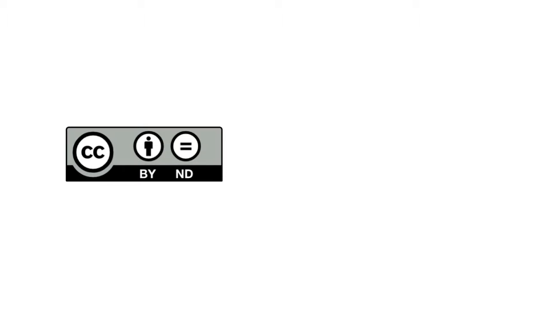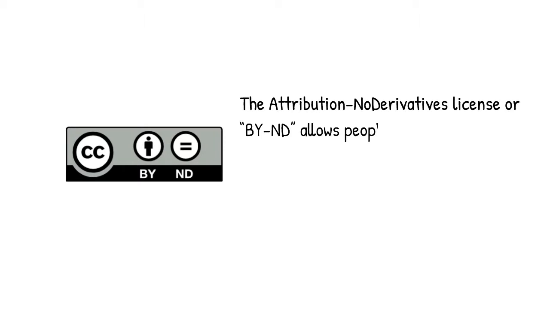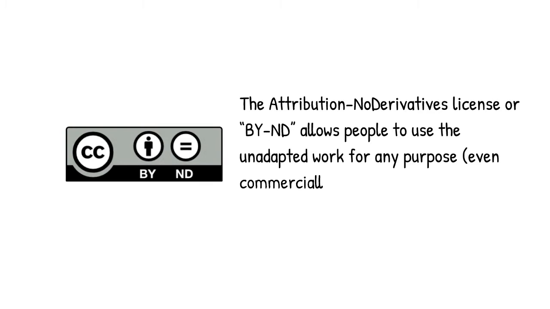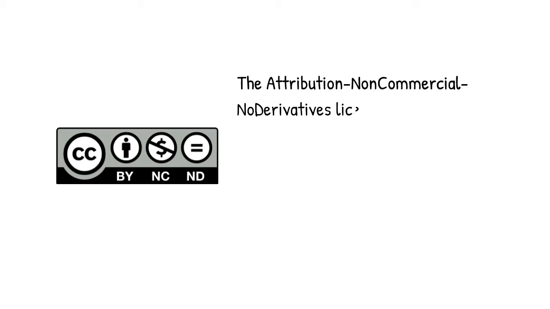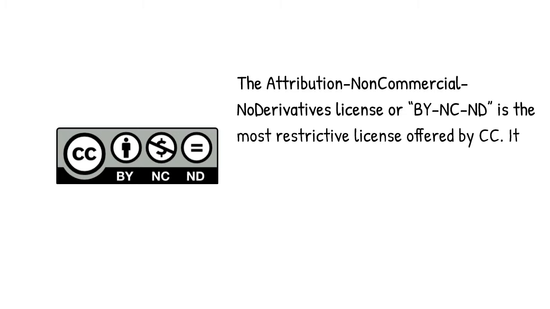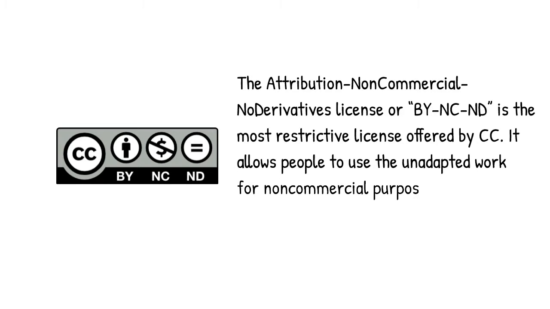CC BY ND. The Attribution No Derivatives license, or BY ND, allows people to use the unadapted work for any purpose, even commercially, as long as they give attribution to the creator. CC BY NC ND. The Attribution Non-Commercial No Derivatives license, or BY NC ND, is the most restrictive license offered by Creative Commons. It allows people to use the unadapted work for non-commercial purposes only, and only as long as they give attribution to the licensor.